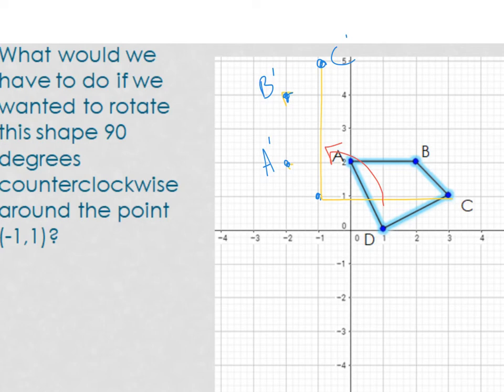And then lastly, let's go with D. So with D, we've got a right triangle like so. So if I want to tip that guy up, I'm going to have a right triangle like this with now a vertical leg of 2 and a horizontal leg of 1. So my new point is right here. D prime. And if I connect all these dots, I've got myself the same shape, but it's just been rotated 90 degrees about the point -1, 1. Bippity boppity.